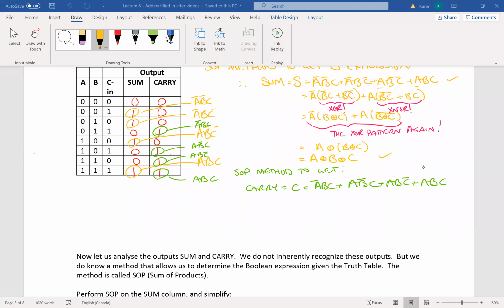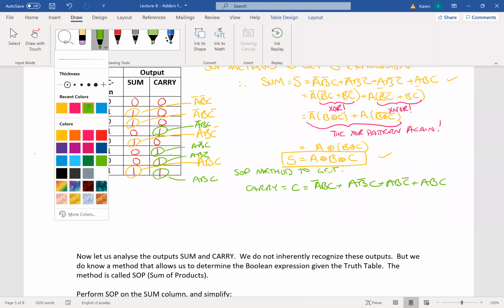So now we have the expression sum is equal to A exclusive OR B exclusive OR C. Now we also notice that the expression for carry is very large. Let's see if we can simplify that.